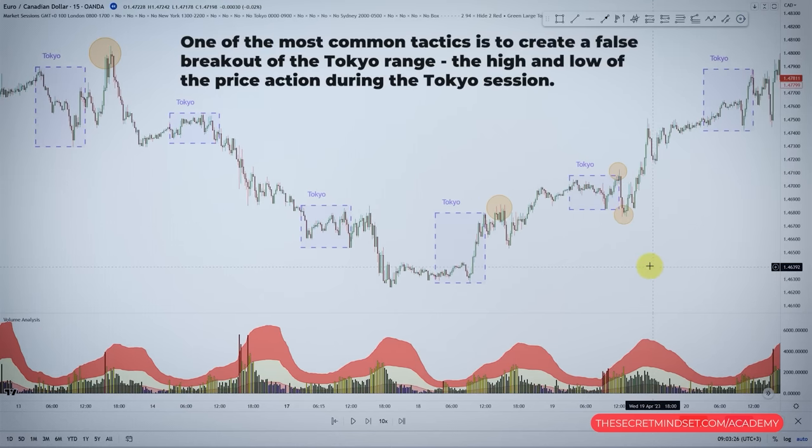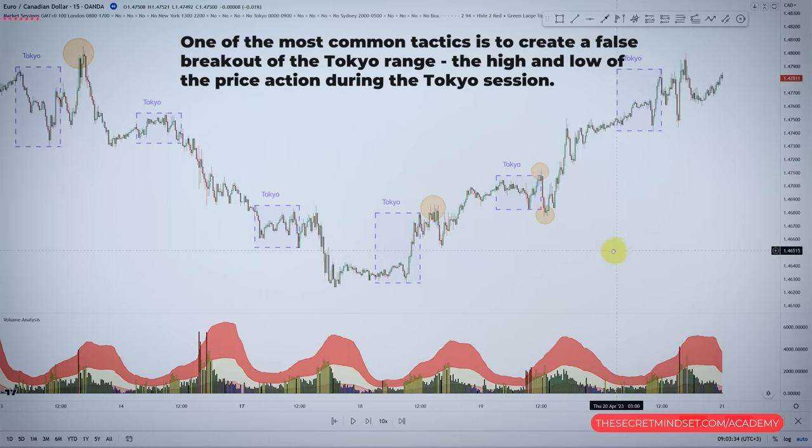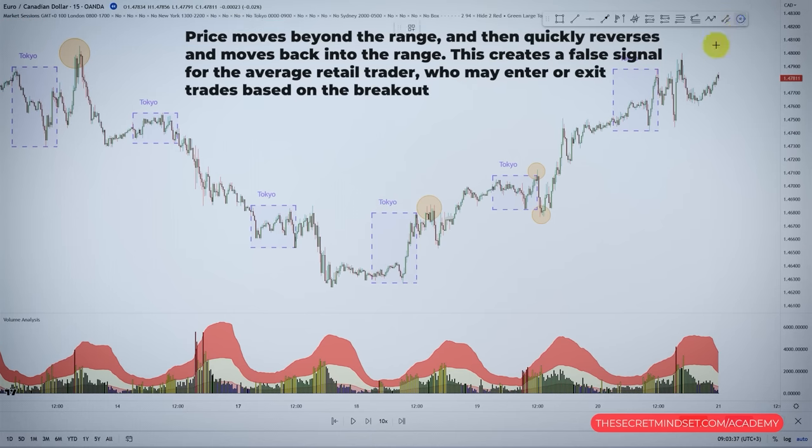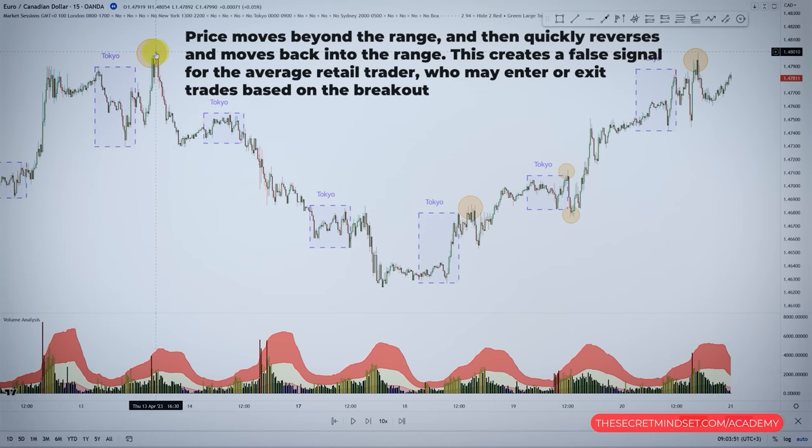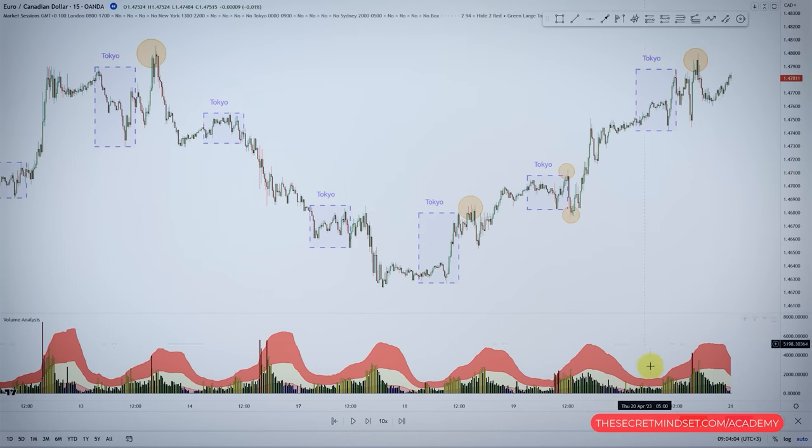One of the most common tactics is to create a false breakout of the Tokyo range, which is the high and low of the price action during the Tokyo session. Price moves beyond the range and then quickly reverses and moves back into the range. This creates a false signal for the average retail trader, who may enter or exit trades based on the breakout, only to find himself trapped in a losing position when the price moves against him. Another tactic used by smart money is to create a false reversal of the Tokyo range, which is the opposite of a false breakout.